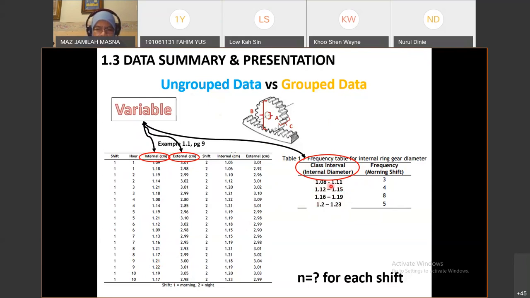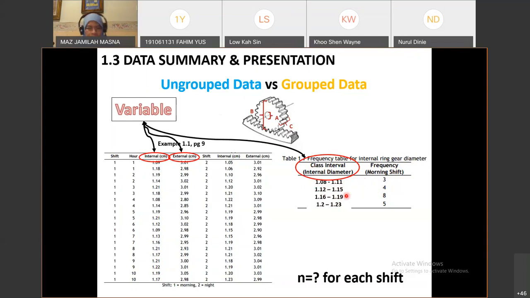The first class will be from 1.08 until 1.11, followed by 1.12 until 1.15. If you can see, the length, the range of the class interval will be the same for every class interval. So from this raw data, we will see how many data fall within 1.08 until 1.11. If you count, in this case we have three data falling under 1.08 until 1.11. For class interval number 2, 1.12 until 1.15, you will have four data falling within these two values. The same goes for the third class and fourth class.